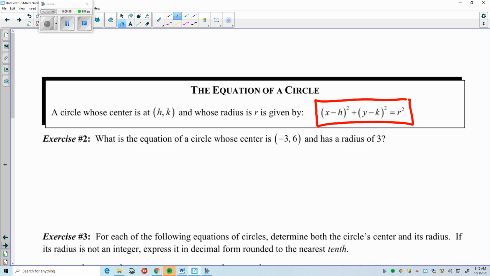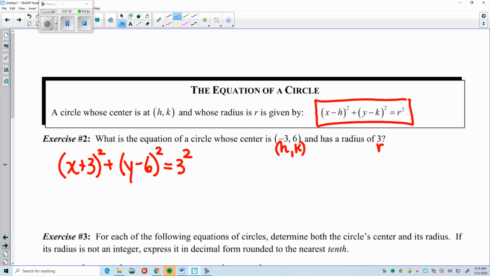Okay, so it says, what is the equation of a circle whose center is (-3, 6) and has a radius of 3? So if we go back to our formula, keep in mind this (-3, 6), that's really like the h and the k of your formula, and has a radius of 3, well, that's your r of the formula. So we're going to use our equation that we have, where it says x minus h, so minus a negative, that's plus a positive, squared. And then we have plus y minus k, k is just 6, squared, and that is equal to the radius squared.